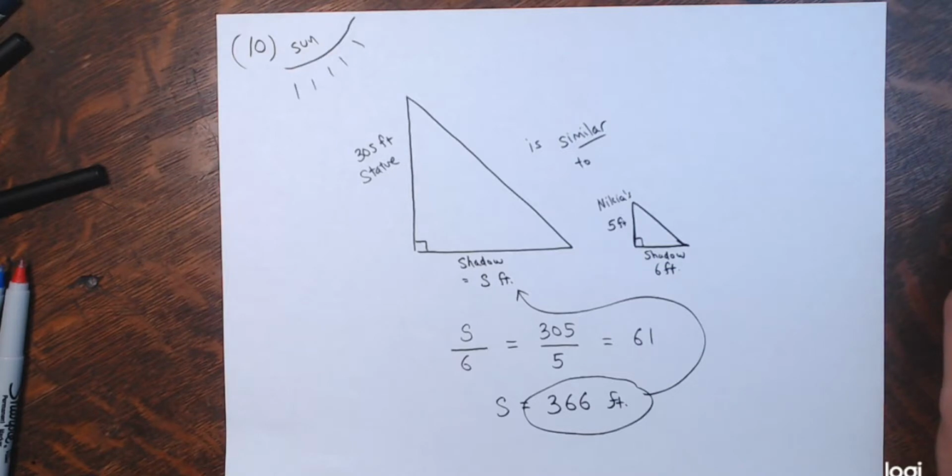All these problems are very similar though, right? Setting up a proportion, ratio equals ratio, making sure the numerators are coming from the same figure, the denominators are coming from the same figure, being consistent, and solving that proportion, and making sure it makes sense with the question, actually answering the question.